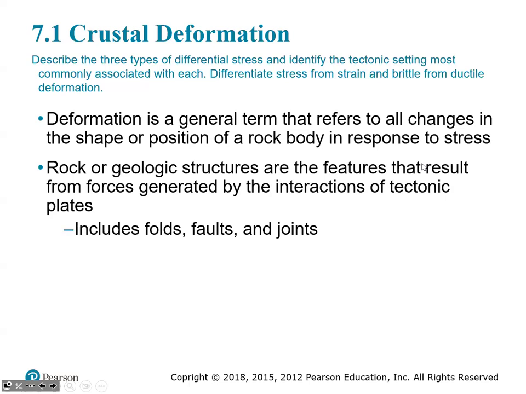So rock or geologic structures are the features that result from forces generated by the interactions of tectonic plates. There are various structures that can form. This includes things like folds, where the crust bends, faults, where the crust slides along a break, and joints, where the crust doesn't slide along a break. So the difference between a fault and a joint is just that a fault is moved and a joint is not.